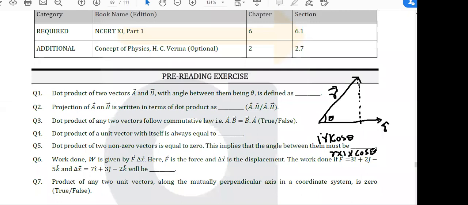No, right? Now, tell me, can this be written as r vector dot I vector? Because r dot I is equal to r into 1 into cos theta, where theta is the angle between I vector and r vector. Yes or no?